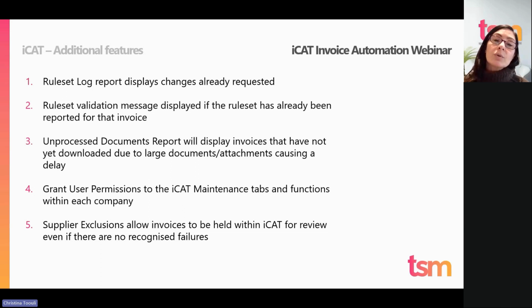There's also a feature called supplier exclusion. So in the event that you don't want certain suppliers' invoices automatically going through into Proactis and you want them reviewed, potentially because you know that they come through incorrectly, or that they're quoting incorrect PO numbers, before it hits Proactis you've got the option to exclude them. If they do send invoices through, they will always be trapped within the iCAT maintenance utility, so you've got that extra option to review them.